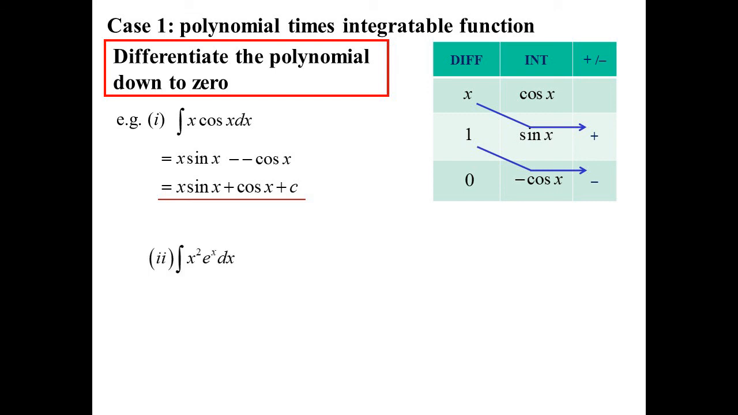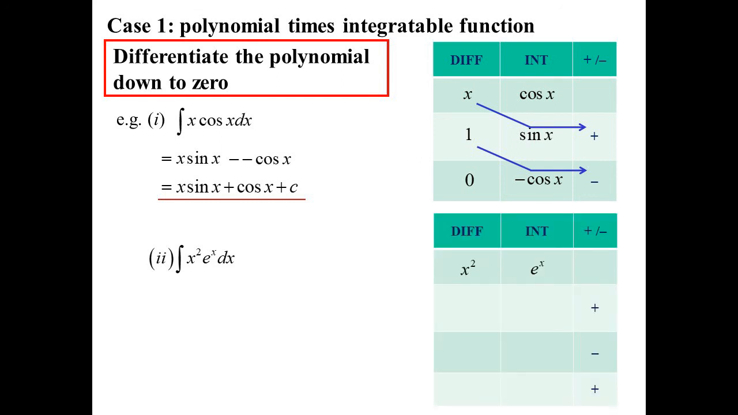Let's try another one. X squared times e to the power of x. So this time the polynomial is x squared, so I differentiate until I get that to 0. X squared goes to 2x, goes to 2, goes to 0. And, well, integration of e to the x is a bit boring, but it goes e to the x, e to the x, e to the x. Notice plus, minus.